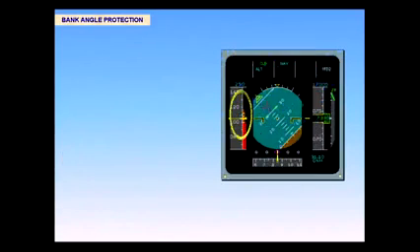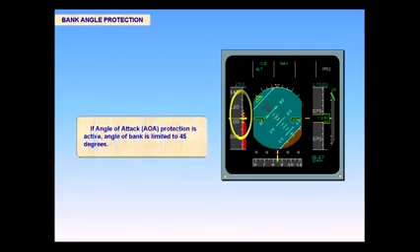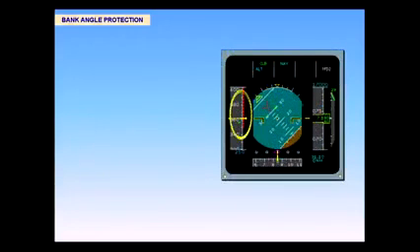If angle of attack protection is active, angle of bank is limited to 45 degrees. If high-speed protection is active, angle of bank is again limited to 45 degrees. However, if the side stick is released to neutral, the aircraft will return to wings level.